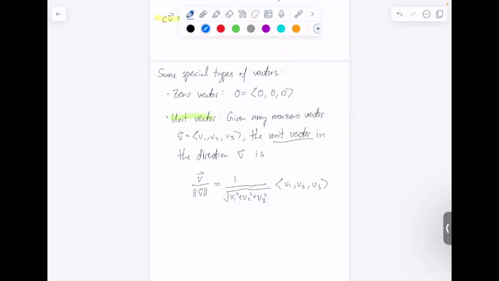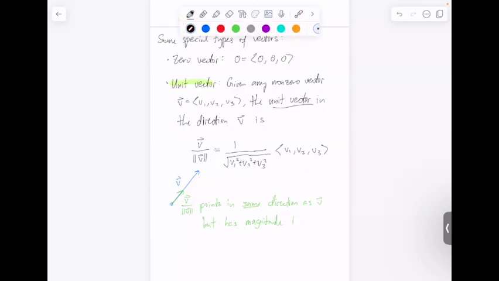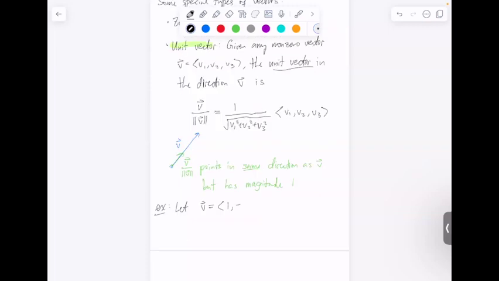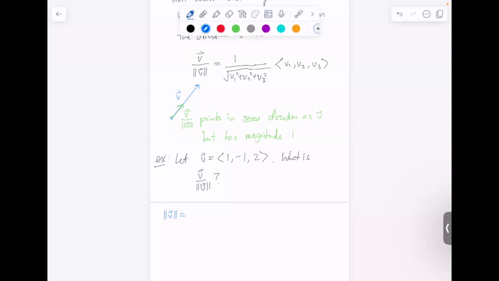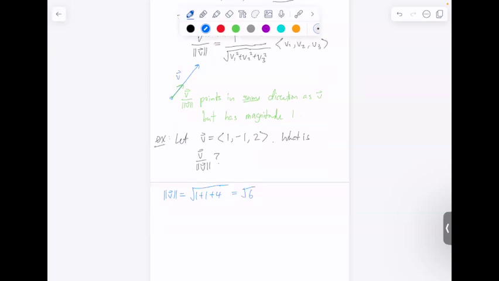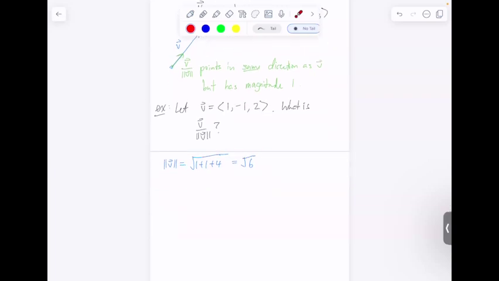So visually, what is this? If I have a vector v, then the vector v divided by its length points in the same direction as v, but has magnitude 1, hence unit. All right. Exercise. Let v be equal to (1, -1, 2). What is the unit vector associated to this? Right. So the magnitude should be the square root of 1 plus 1 plus 4, root 6. So remember, when you want to find the magnitude, you're squaring each of these separately, and you're square rooting the result. So it's positive root 6.